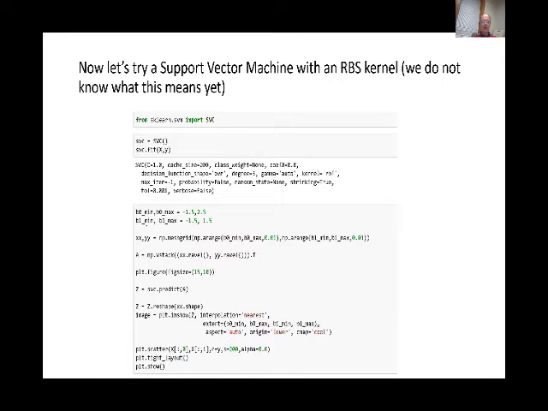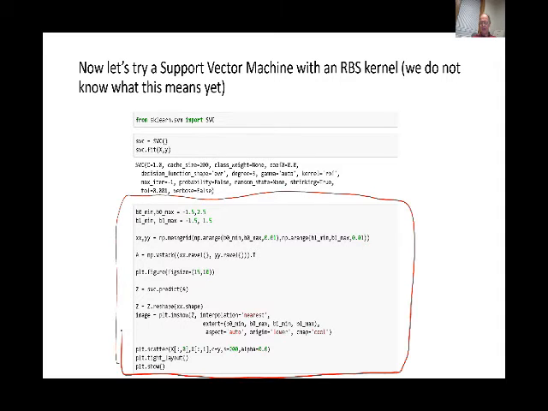Now let's try this more advanced thing, the support vector machine. I'm going to use a support vector machine with a radial basis function. We don't know what that is yet, but we'll see what it does later on. It's again a classification algorithm, and again you can use the code here. I have this code, which gives us the decision boundary. It shows how it separates the points. So let's see what that does.